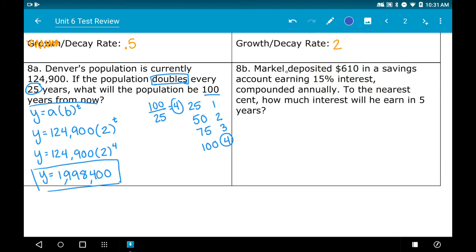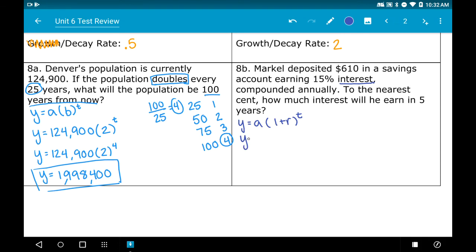Now this one here says Markel deposited $610 in a savings account, earning 15% interest compounded annually. To the nearest cent, how much interest will he have in 5 years? So interest, that tells us this is going to be a growth problem. So this one will be y equals a times 1 plus r to the power of t.